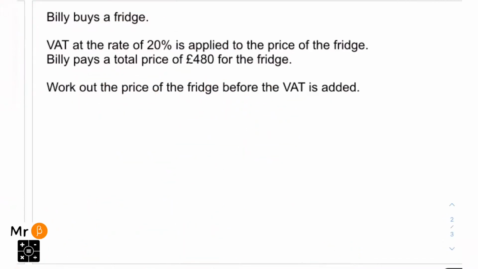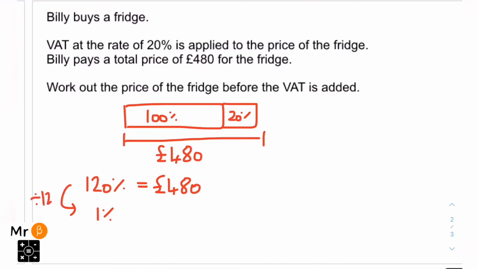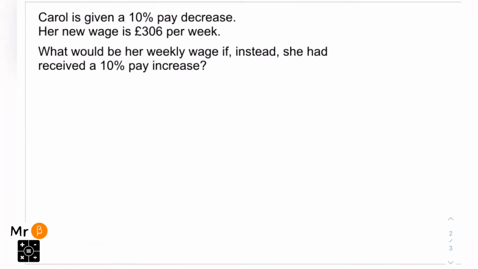Right, so here in question 6, we've got Billy who buys a fridge. It then tells you that VAT is 20% and it's been applied to the price already, and that he pays a total of £480. So again, we've got our 100%, our original price. We've added on this 20% VAT, and we've got to our total of £480. So we now know that 120% must equal to £480. We're going to divide by 120 to get our 1%. That's equal to 4. We're going to multiply by 100 to get back to our original price of this fridge, which would be £400.